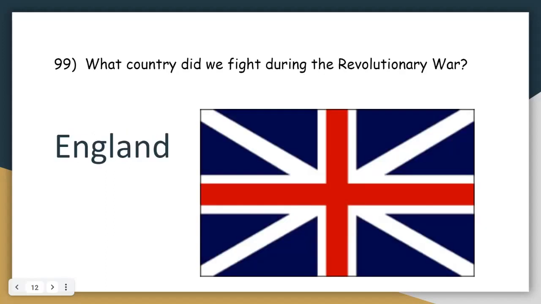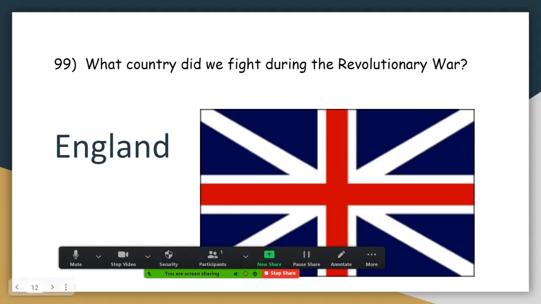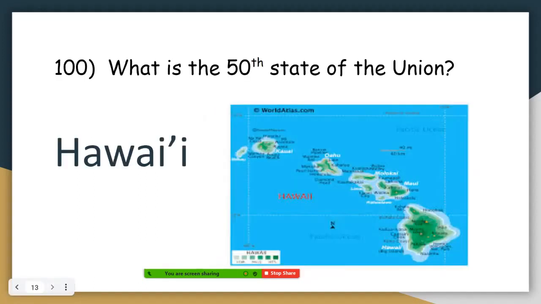What country did we fight during the Revolutionary War? That'd be England, under King George III. And this was their flag in that era, which was a combination of the English flag and the Scottish flag.